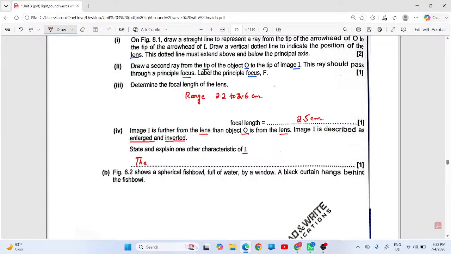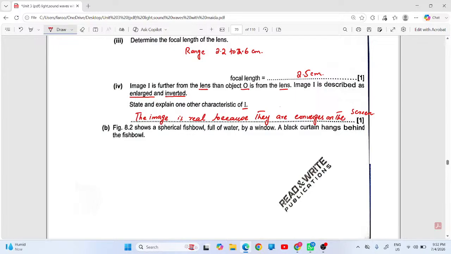Very good. Yes. The image is real. State and explain. तो कह सकते हैं the lines are intersecting because there is convergence. The image is real. Why? Because the rays converge on the screen, on the screen projector.